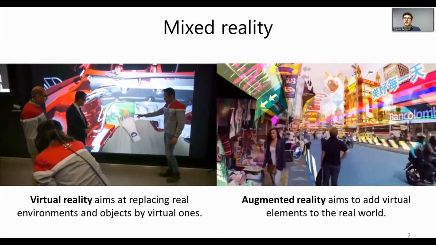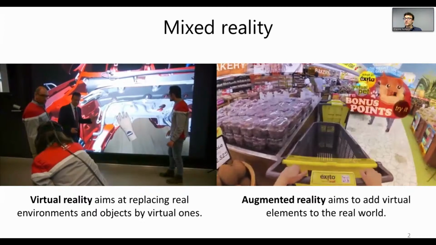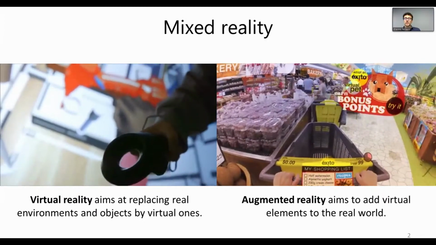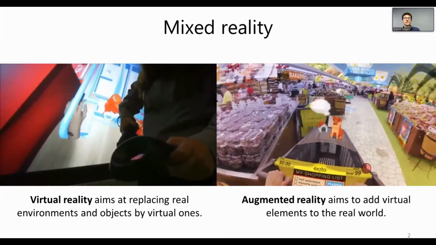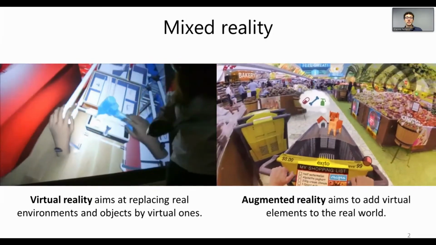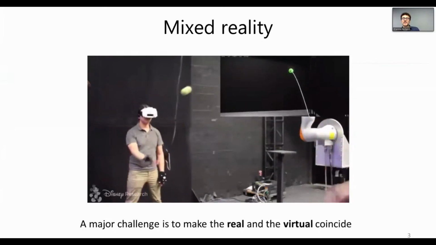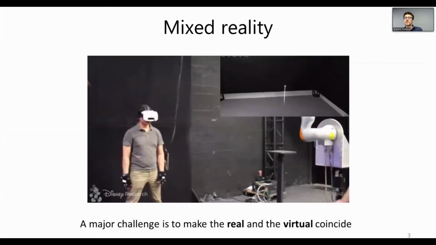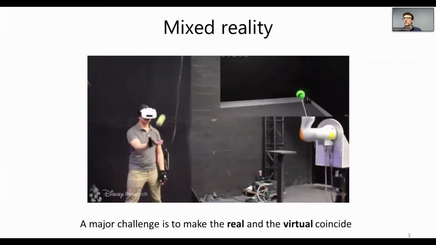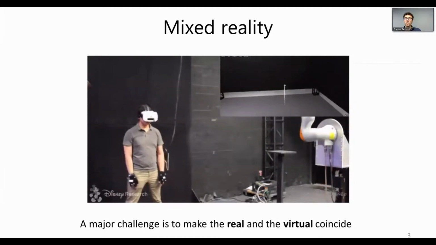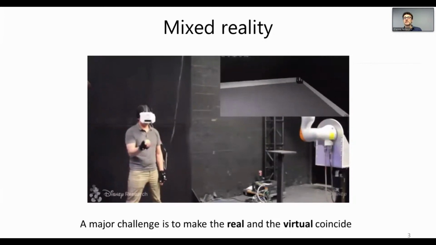On the other hand, we have augmented reality. In augmented reality, virtual elements are added into the real world. The goal of augmented reality is to integrate those virtual elements in real environments. In both cases, these technologies aim to make the real and the virtual coincide. One of the major challenges is to align the real with the virtual world to be able to see and interact with it.